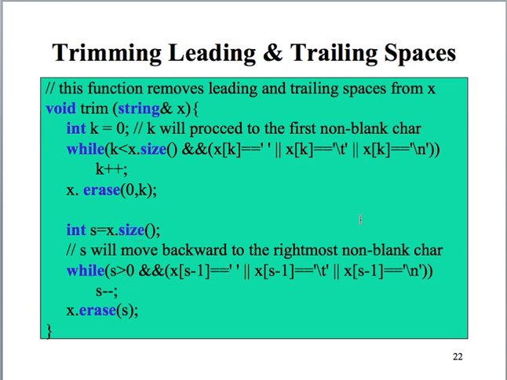And then we're going to go to the right end and move backwards, doing exactly the same thing we did up here. So while s is greater than 0, in other words, I haven't got to the beginning of the string, and x of s minus 1 is equal to a space or a tab or a new line, I'm going to keep decrementing s, and then I'm going to erase from s to the end of the string. Notice we didn't put the second parameter here for erase, so it defaults to the end of the string. So I'm going to back up from the back until I get to something that's not a space, tab, or new line, and then erase all those. So between these two loops and these two erases, I've removed any leading white space and any trailing white space. So that gives you an idea of how that would work.